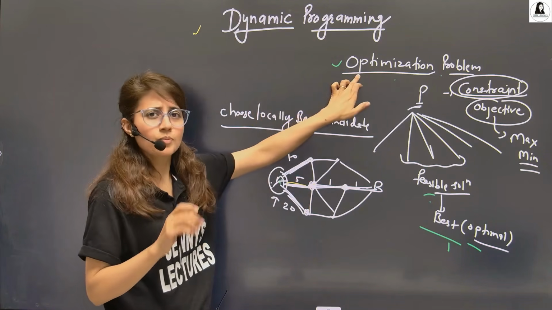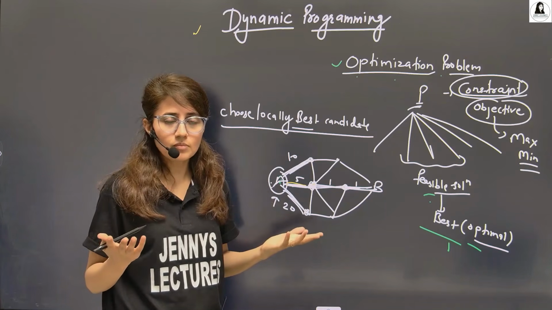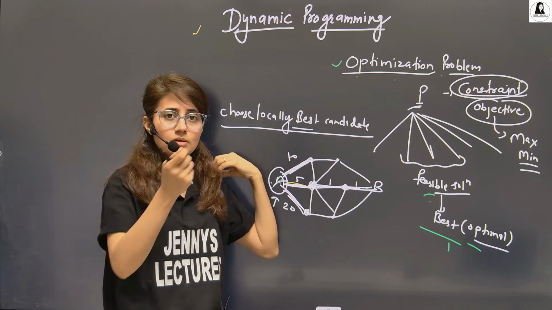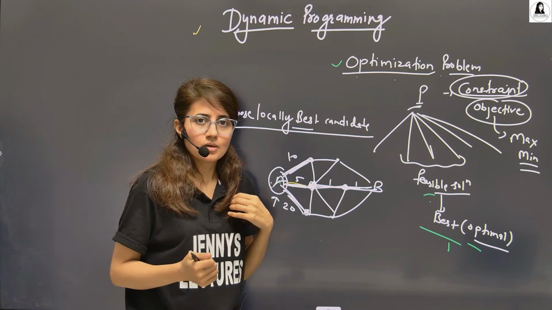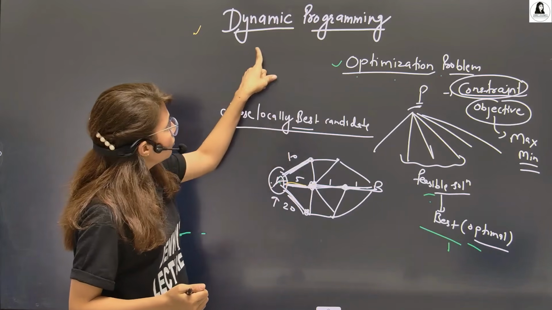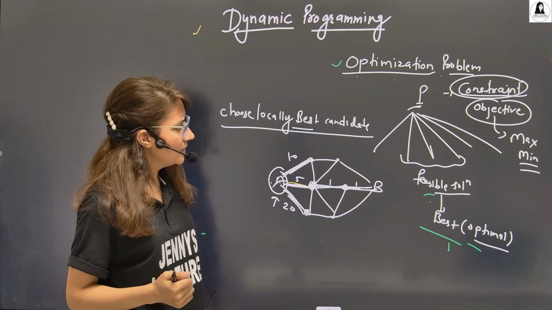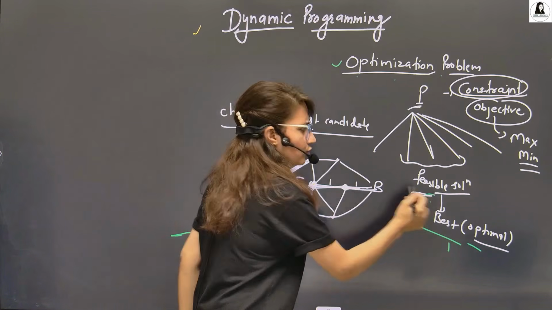Dynamic programming works for optimization problems, but not for all problems. That is something we have seen in coin problems. Now, how does dynamic programming work? You have some feasible solutions.